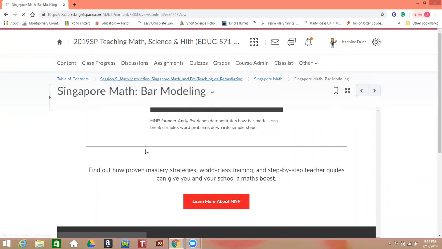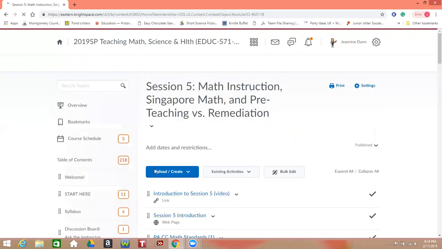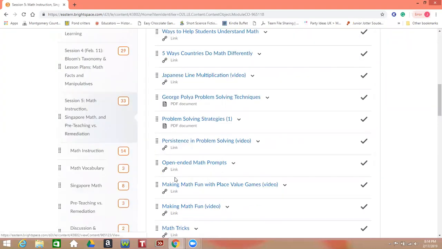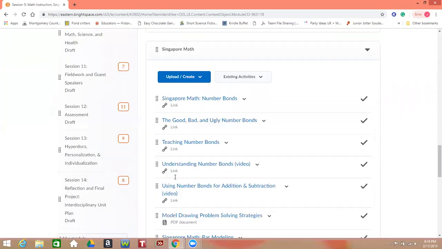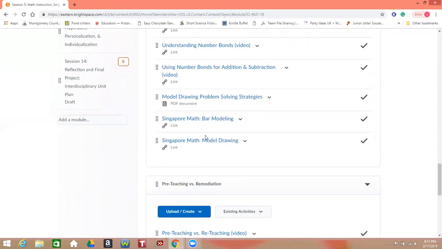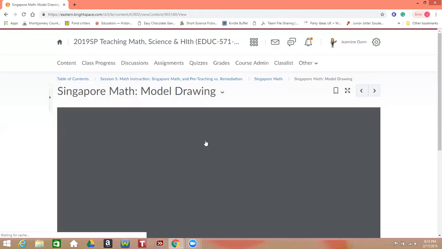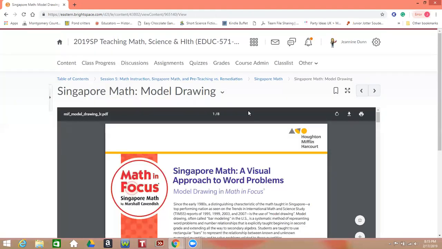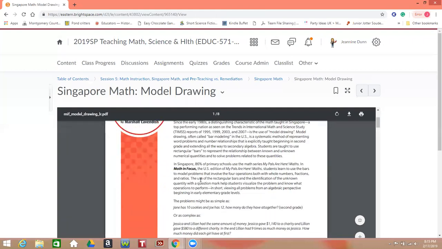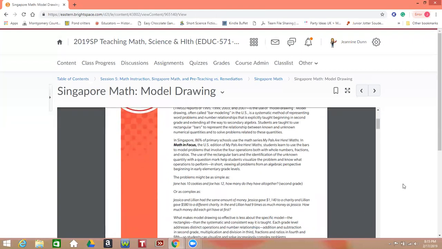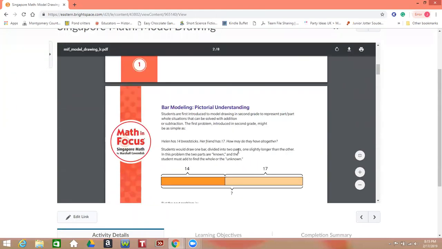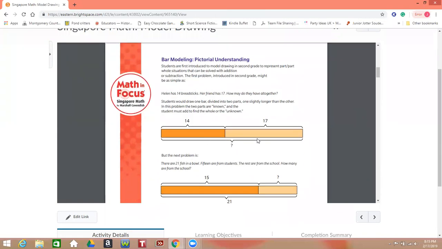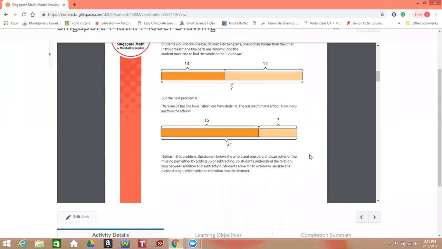And then the last article is also just another example of using the unit bars, using model drawing. This also is a nice lead-in to algebraic concepts with finding unknown values. So again, just some more examples here of a pictorial understanding of how to use unit bars.